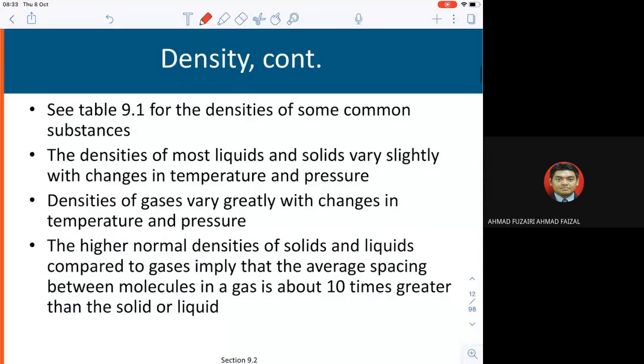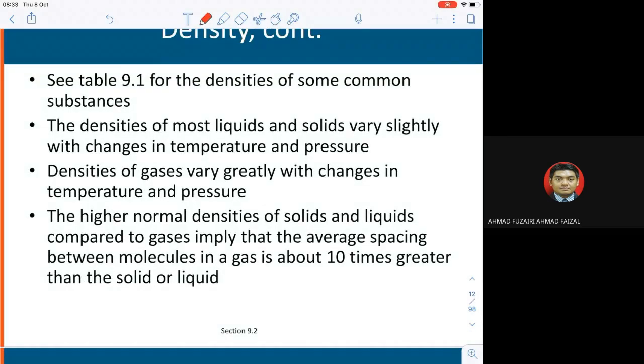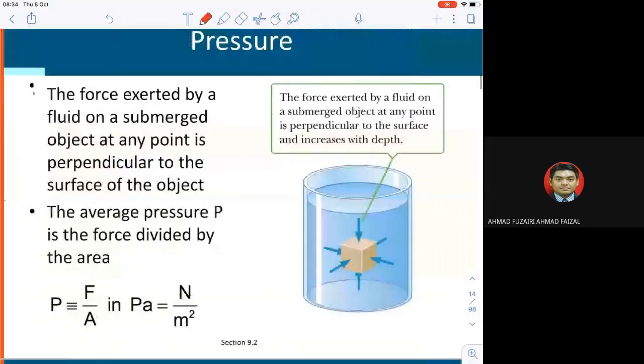The density of most liquids and solids varies slightly with changes in temperature and pressure. If you have a survey textbook, you can refer to table 9.1 to see the densities of common substances. The densities of gases vary greatly with changes in temperature and pressure. Never mind about this. I want to focus more on the next part.